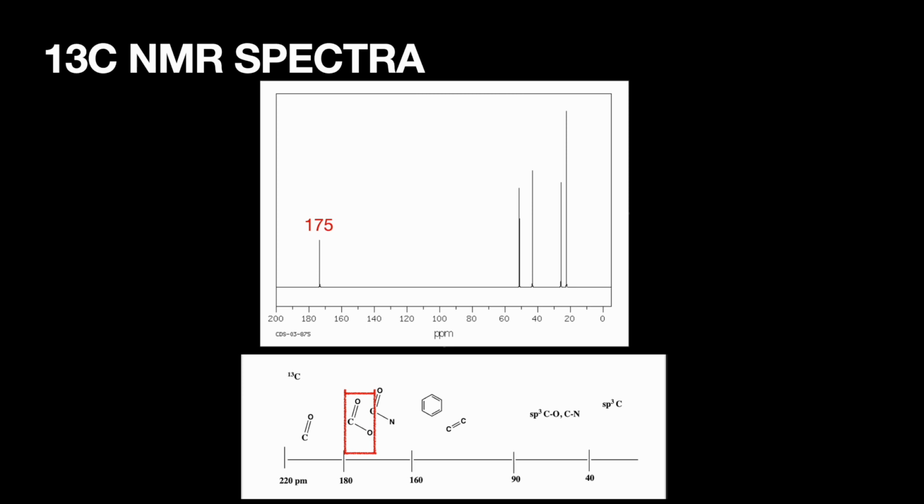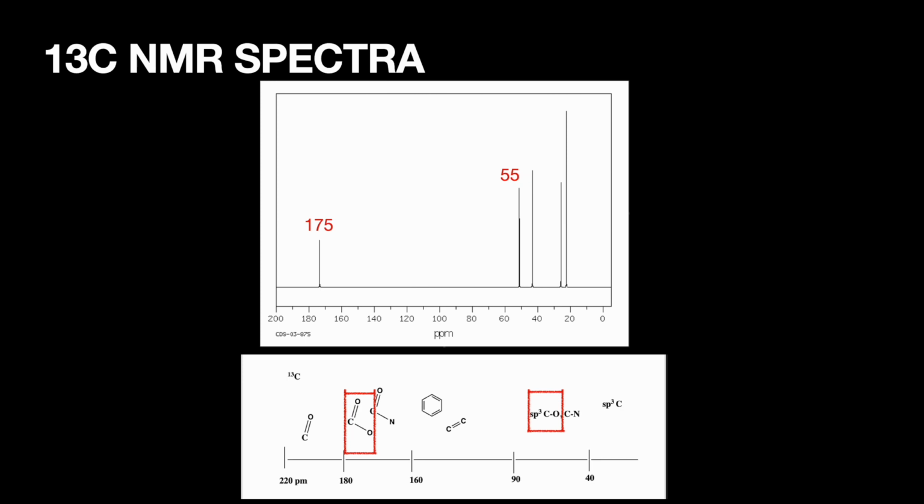On the key, 175 parts per million clearly reports a carbonyl carbon double bonded to an oxygen atom and also single bonded to a different oxygen atom. The next peak is 55 parts per million. According to the key, this peak can be either an sp3 tetrahedral carbon single bonded to an oxygen atom or a carbon single bonded to a nitrogen atom. Since there is no nitrogen in our molecular formula, the closest suggestion is the former.